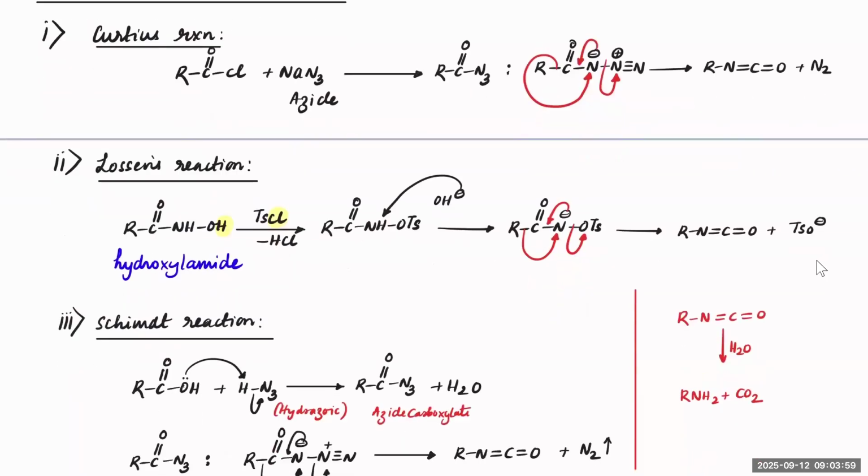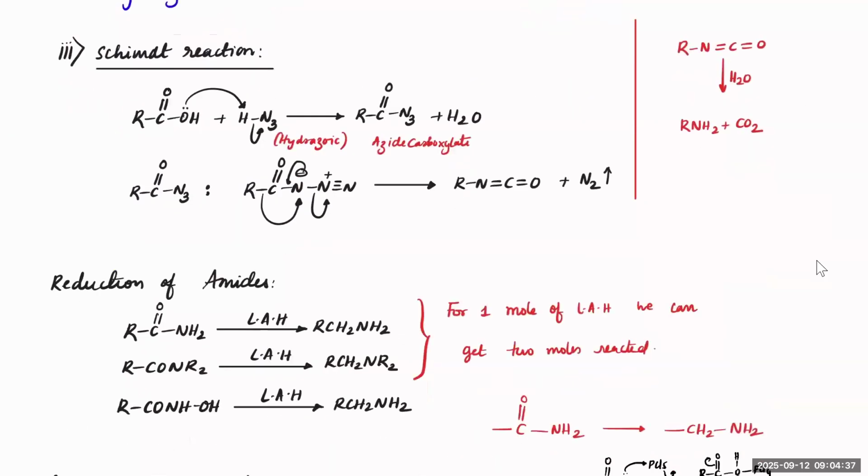You got the isocyanate. Same way, Lossen's reaction. Lossen's reaction is when you have a hydroxamic acid derivative, a hydroxyl amide. When you react it with TsCl, tosyl chloride, the OH will become OTs, a good leaving group. And then OH minus can extract H plus from here, giving a negative charge on nitrogen. Again, you can see the rearrangement is possible. R minus can go, N minus can become a double bond, OTs can leave. Again, you will get isocyanate. So whether it is Curtius or Lossen's, you will get isocyanate.